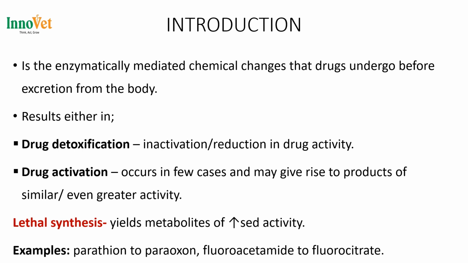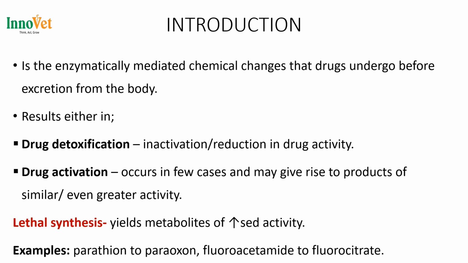So in this I mean that a drug getting similar activity like the way it was administered, or even getting greater activity, like becoming more activated, and this usually happens in the process called lethal synthesis, which yields metabolites of increased activity. Examples include parathion being biotransformed to paraoxon. So the parathion acts as the prodrug, whereas this paraoxon acts as the metabolite that is formed of increased activity.